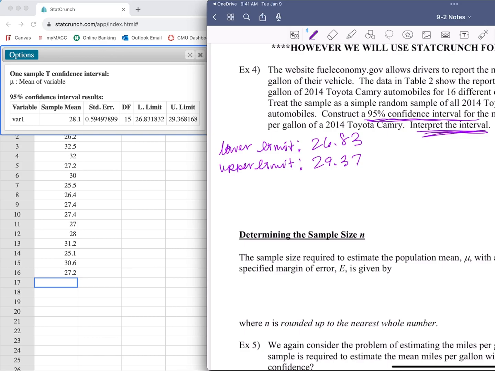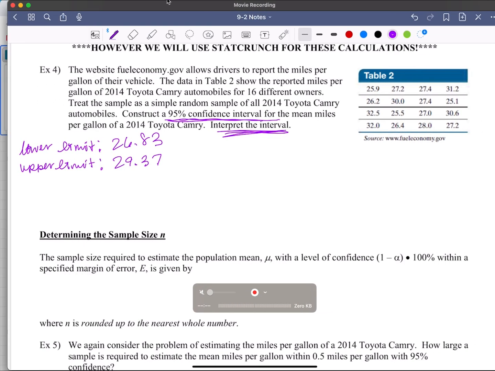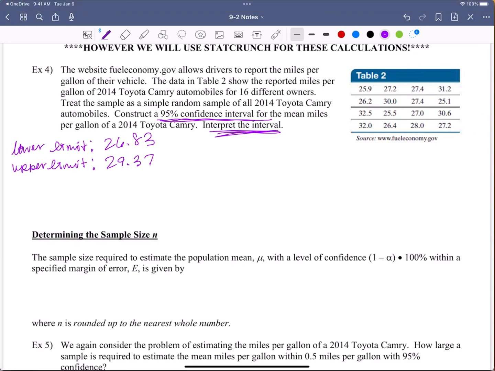So I want to point something out to you here. I'm going to scoot this over just so that we have the full screen of my iPad instead. What we actually have here is 28.1, and then the cushion associated with that goes up to 29.37 and goes down to 26.83. So your margin of error is in between that, and that is your point estimate.